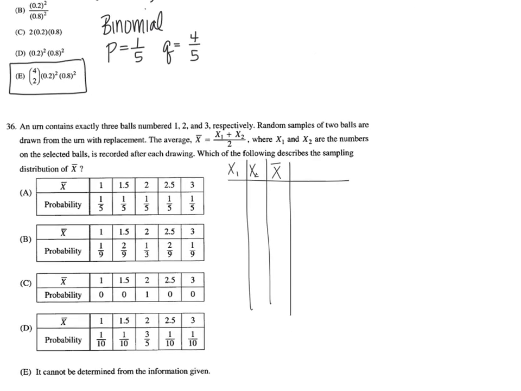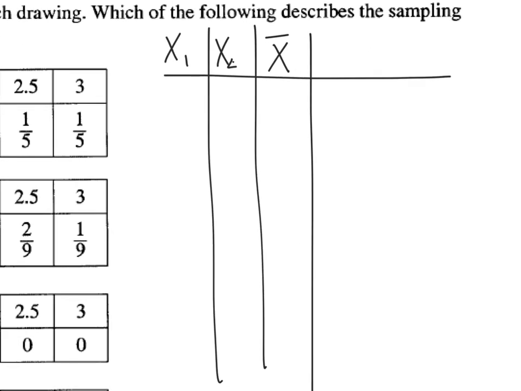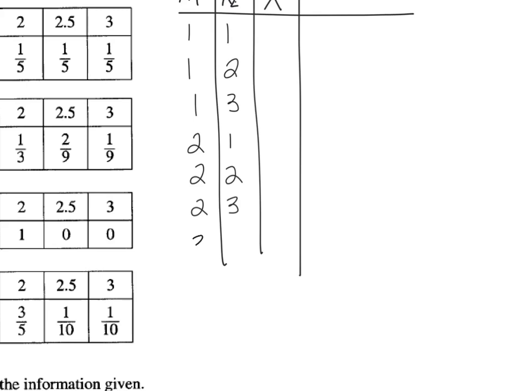So notice it said with replacement. So the possibilities, I could have a 1 and a 1, a 1 and a 2, a 1 and then a 3. I could have a 2 and a 1, a 2 and a 2, a 2 and a 3. And we could have a 3 and a 1, 3 and a 2, and a 3 and a 3.